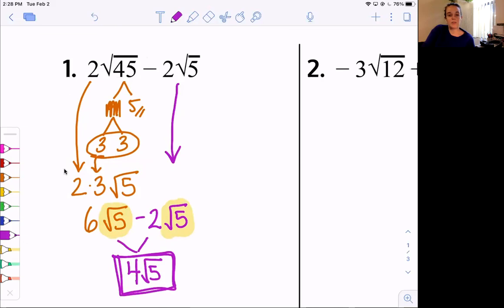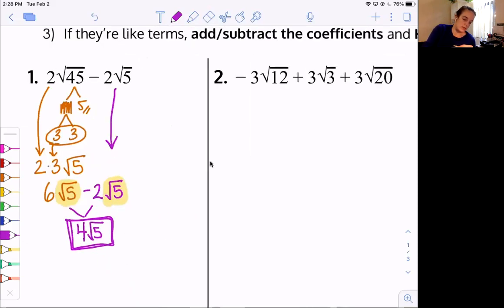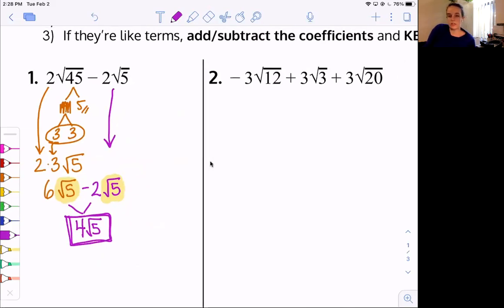This is our most basic type of problem. Go ahead and write down number 2. We'll get started in just a moment. Feel free to start breaking down any that you can.